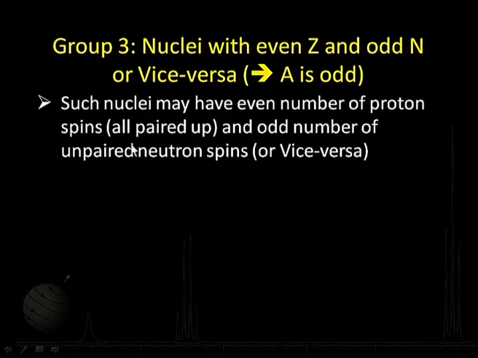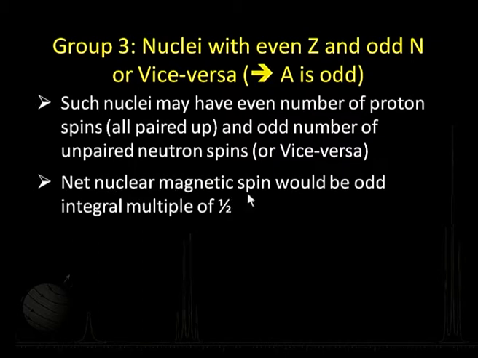Now, let us move on to group 3, which is of interest to us. These are the nuclei with even Z and odd N, and A happens to be odd, obviously. In such cases, you will have an even number of proton spins, all paired up, and there will be an odd number of unpaired neutrons. So there will be something left out as neutron spins, or the reverse will be true. That means you will have unpaired spins either of protons or of neutrons, depending on whichever happens to be odd. And in such cases, the net nuclear spin would be an odd integral multiple of half. That means, if there is only one spin left out, it will be half. If there are multiples of that, accordingly the spin will be a multiple of half.